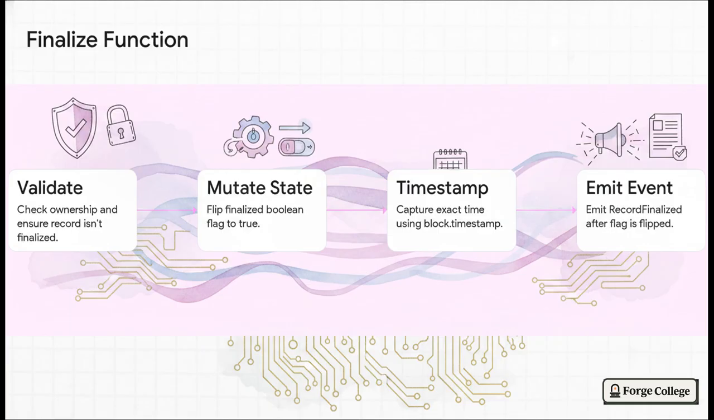Notice a pattern here? We emit only after the Boolean flag is flipped. This perfectly aligns with Solidity's famous checks, effects, interactions pattern. We checked our conditions, we affected our state change, and then, finally, we interacted with the outside world.